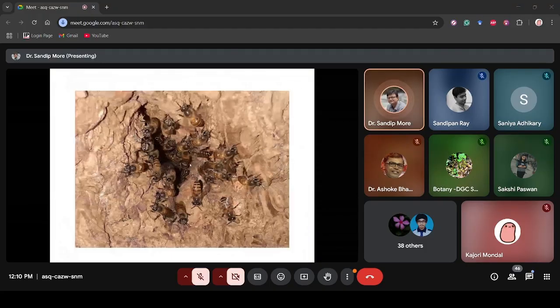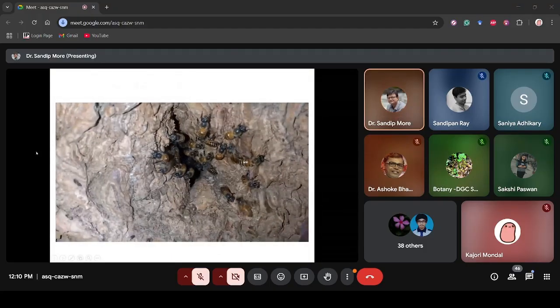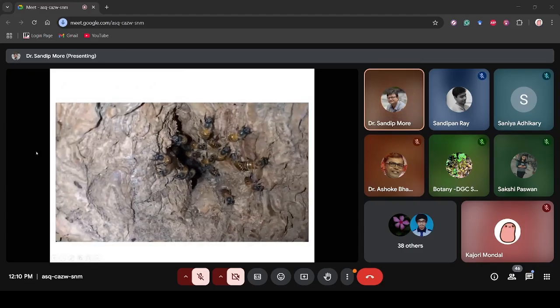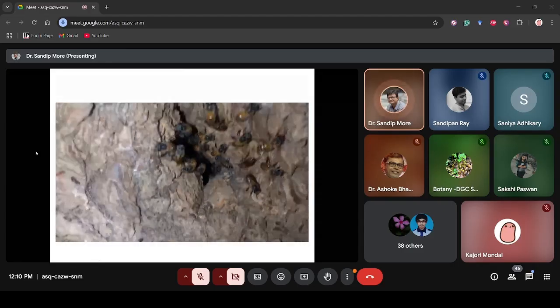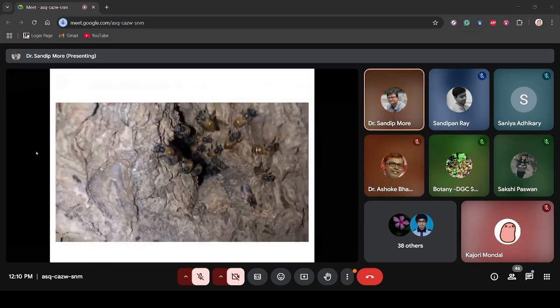We published this, and if I show you this video, you will get to know it. Here you see every moment the honeybees are coming, going inside the hole, keeping the honey, and again coming out. So these honeybees are called stingless honeybees because if they bite us, it will not pain.